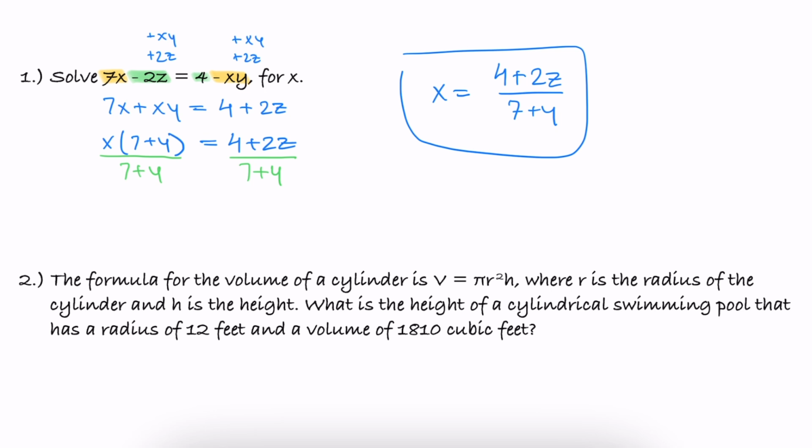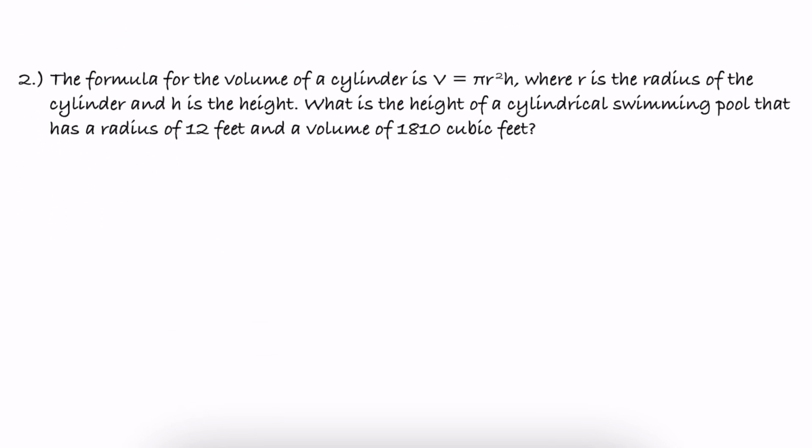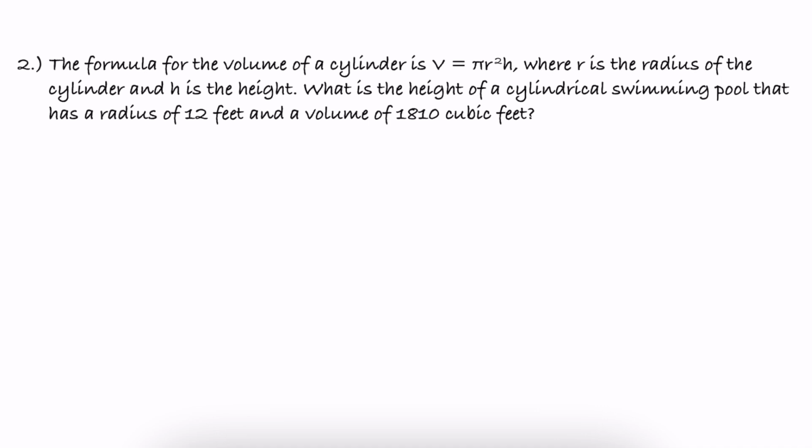Okay, this second question is a little bit more complicated. We're given that the formula for the volume of a cylinder is V equals pi r squared h. R is the radius of the cylinder, h is the height. So we're trying to find the height of a cylindrical swimming pool that has a radius of 12 and a volume of 1,810 cubic feet. So let's break down this formula first.